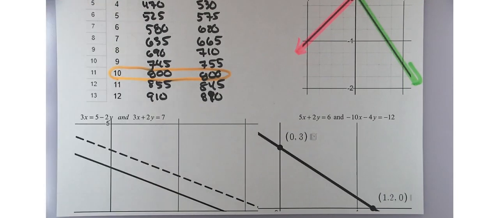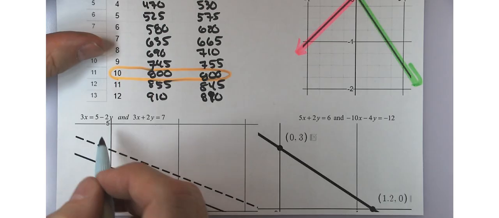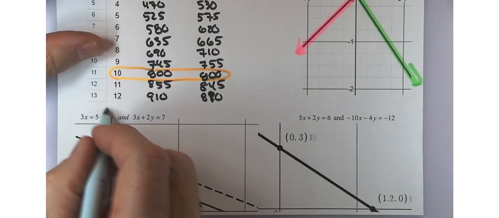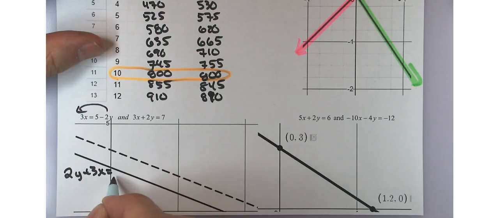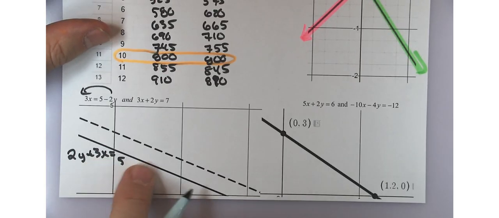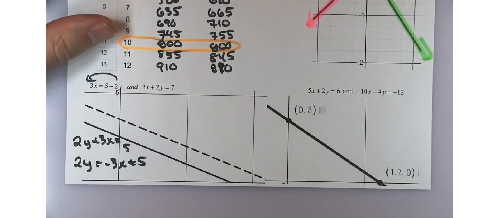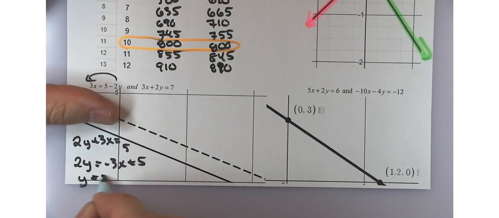I'm going to solve for y in both these equations. I want to get y by itself. So, let me think how I want to do it with this one. I'll move the 2y to the other side where it becomes positive, so I'll get 2y plus 3x equals 5. Then I'll move the 3x to the other side. 2y equals negative 3x plus 5. And finally, I'm going to divide everything by 2. And I'll get y equals negative 3/2 x plus 5/2.